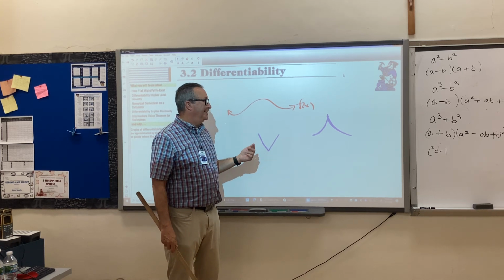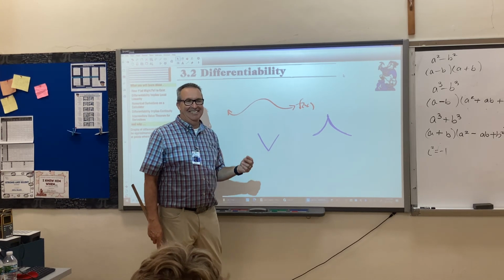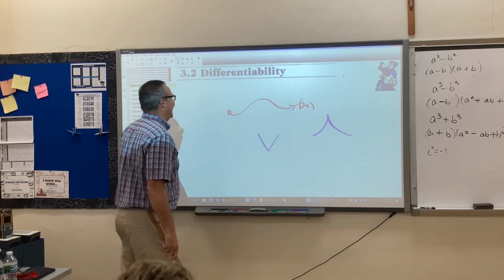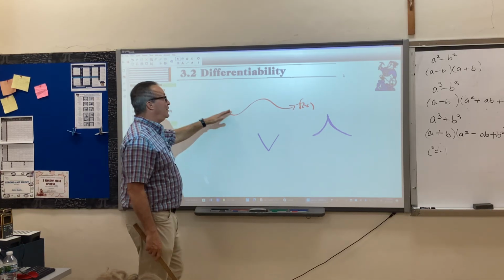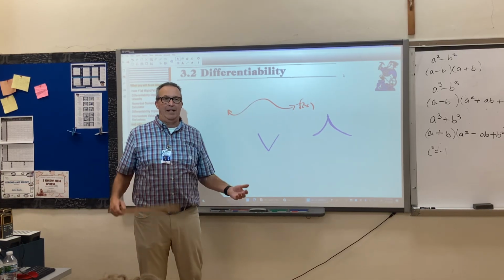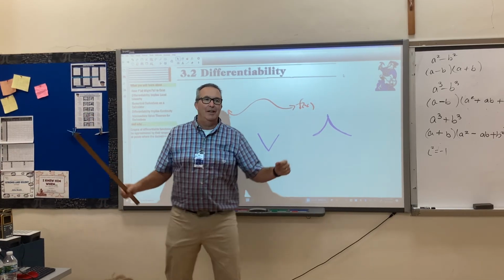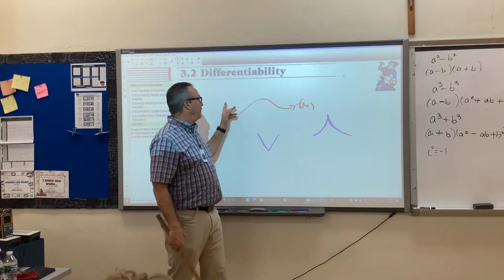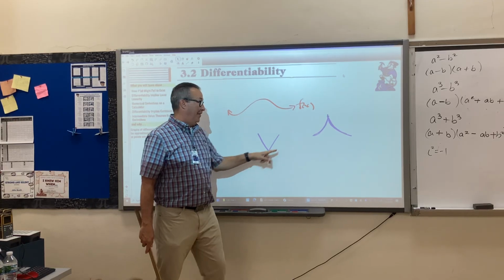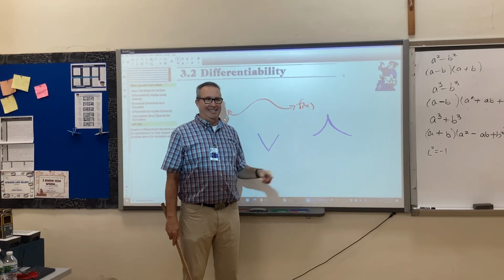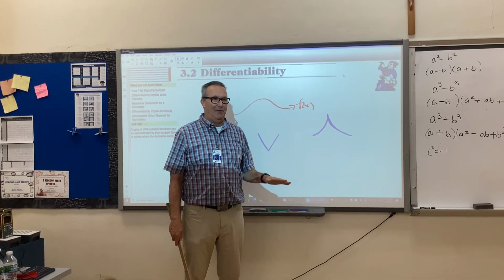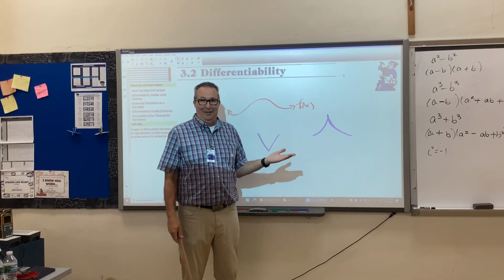A smooth curve is nice and smooth. You can make a chair out of it. You can sit on it and be so comfortable. But if you make a chair out of this or that, it is not comfortable. That is not differentiable.